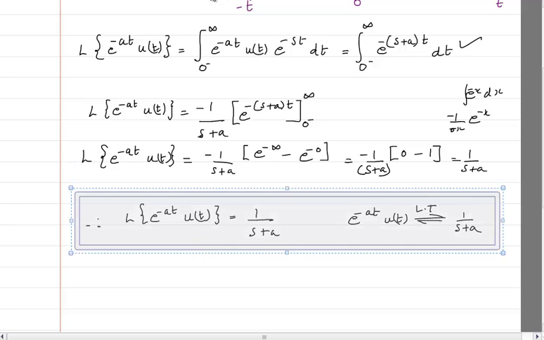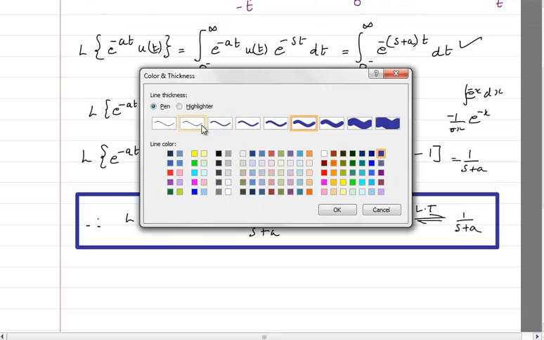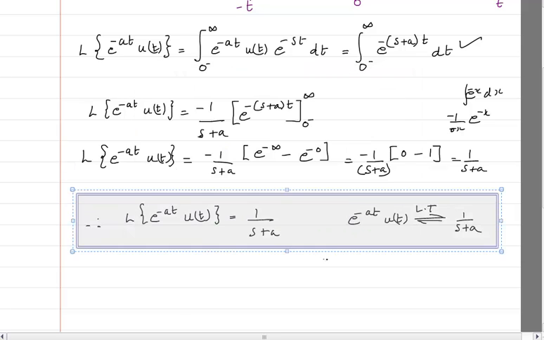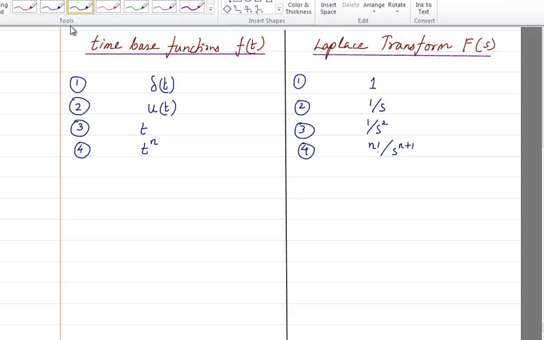I should have used a thinner one. So this important result I have to write in the other page. So let me take the color.